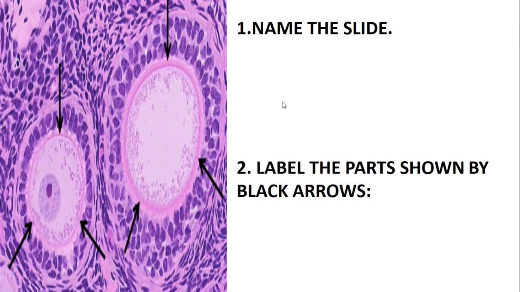Name the slide. So if you look at this slide, this is just the ovary. Label the part shown by the black arrow. So we are talking about this part here. This part is just the zona pellucida, which plays a role in the acrosomal reaction, and it prevents polyspermy, whereby not more than one sperm fertilizes an oocyte.